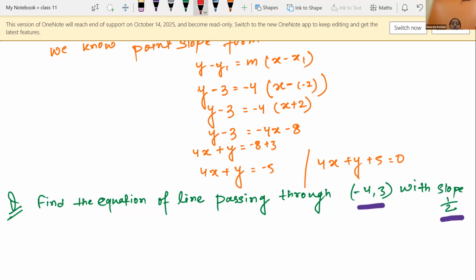What is point slope form? It must be there in your tips. That is y minus y1 is equal to m into x minus x1. Here you are confident that you don't have to put the x and y value. You are supposed to put x1 and y1. Is it clear?